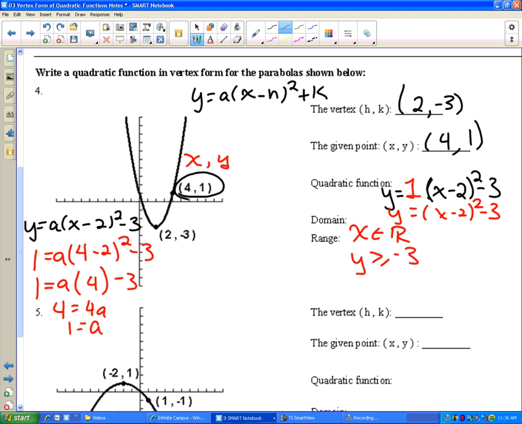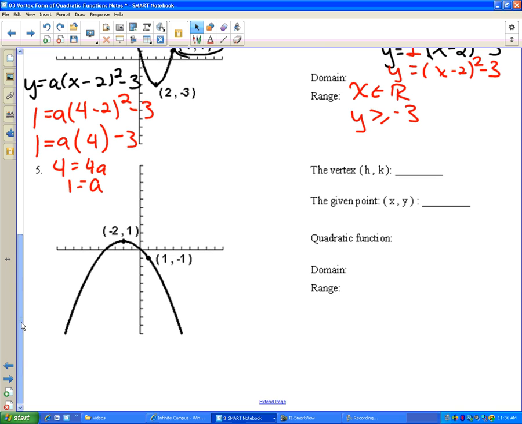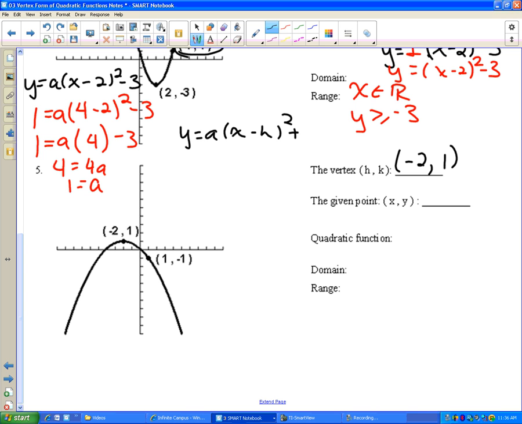So I plug in my vertex into the equation, and then I need to find a by using the second point. Let's try it one last time. My vertex h, k is negative 2, 1. My equation is y equals a times x minus h quantity squared plus k. Given point is the point 1, negative 1. My a should be negative. It should turn out that a is negative in this problem.